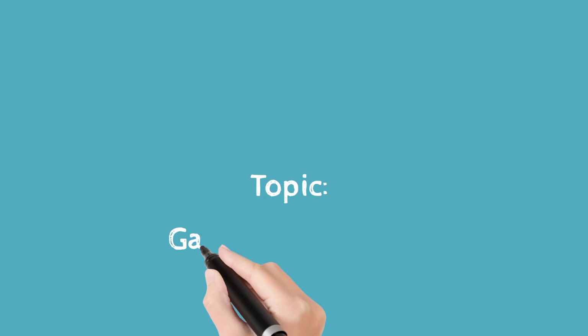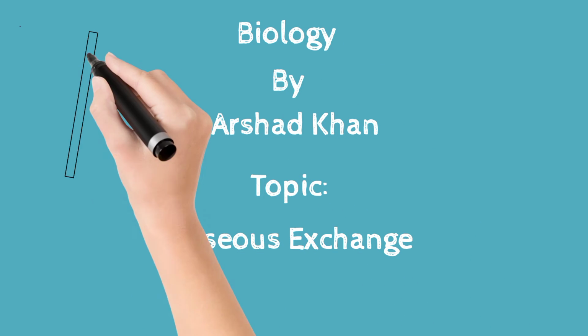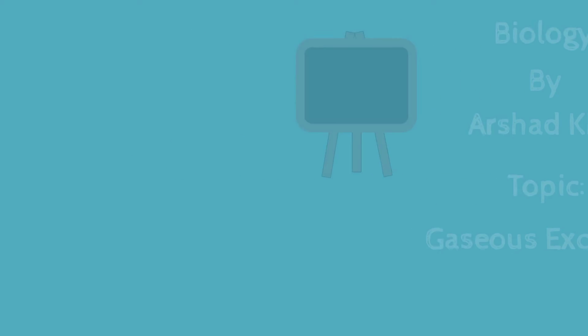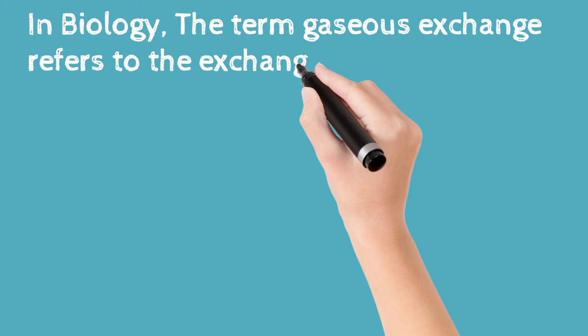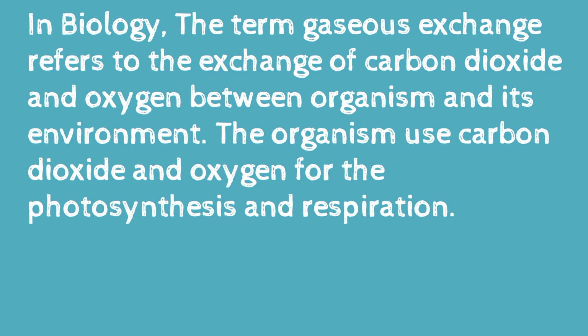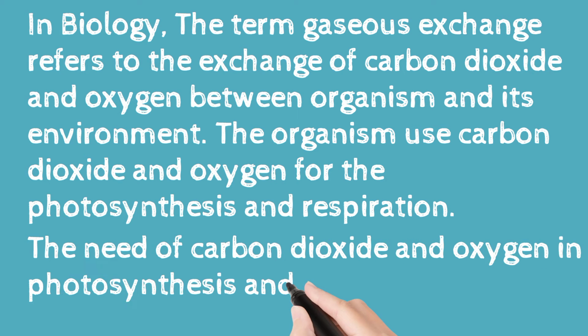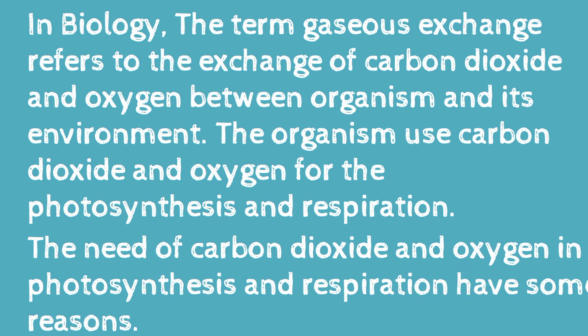In today's lecture, we will talk about gaseous exchange. The term gaseous exchange in biology refers to the exchange of carbon dioxide and oxygen between the organism and its environment. The organisms use carbon dioxide and oxygen for the process of photosynthesis and respiration. So, what are the needs of oxygen and carbon dioxide in photosynthesis and respiration?